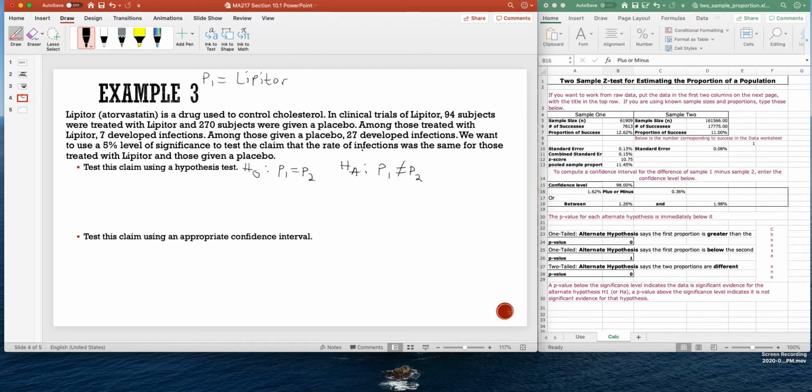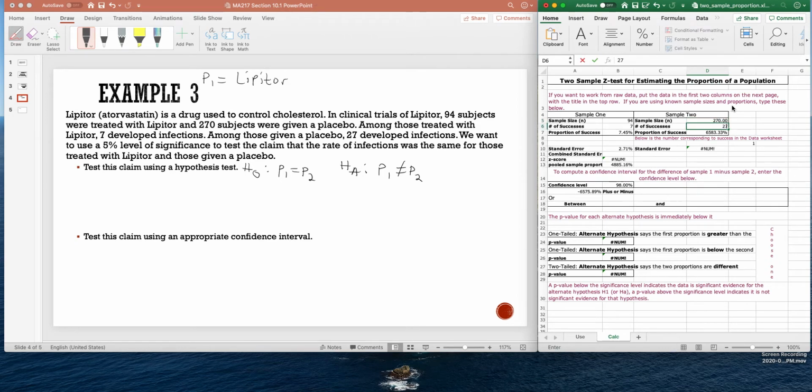So for this, in my Excel spreadsheet over here, we need to put in 94 subjects for the Lipitor group. And from those 94, 7 developed infections, so 7 for the number of successes. And for the second group, the placebo group, that was 270 subjects. And out of those, 27 developed an infection, so that would be 27 for the number of successes, although I wouldn't necessarily refer to that as successful per se.